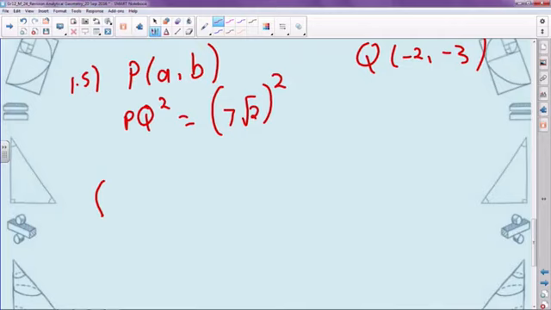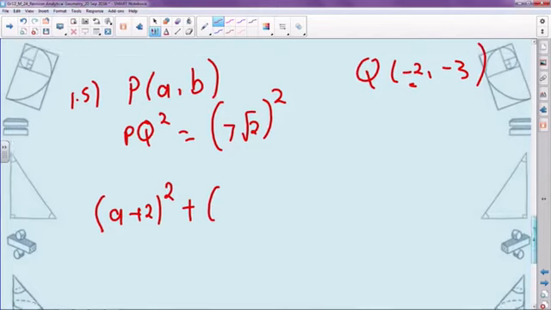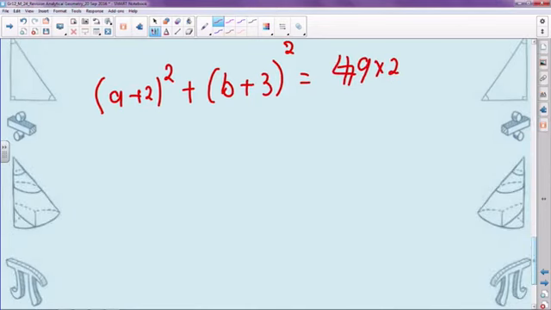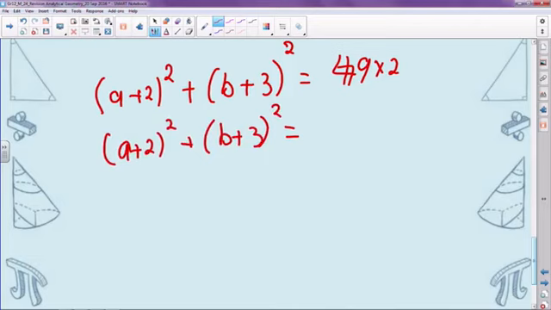So PQ squared is going to be (a − (−2)) squared, so it's (a + 2) squared. This comes straight from substituting into my distance formula, which you should all be familiar with now, which is given to you on your formula sheet. And then (b − (−3)) squared is equal to 7 squared, which is 49, times 2, by squaring the right-hand side. So I get (a + 2) squared plus (b + 3) squared is equal to 49 times 2, which is 98.